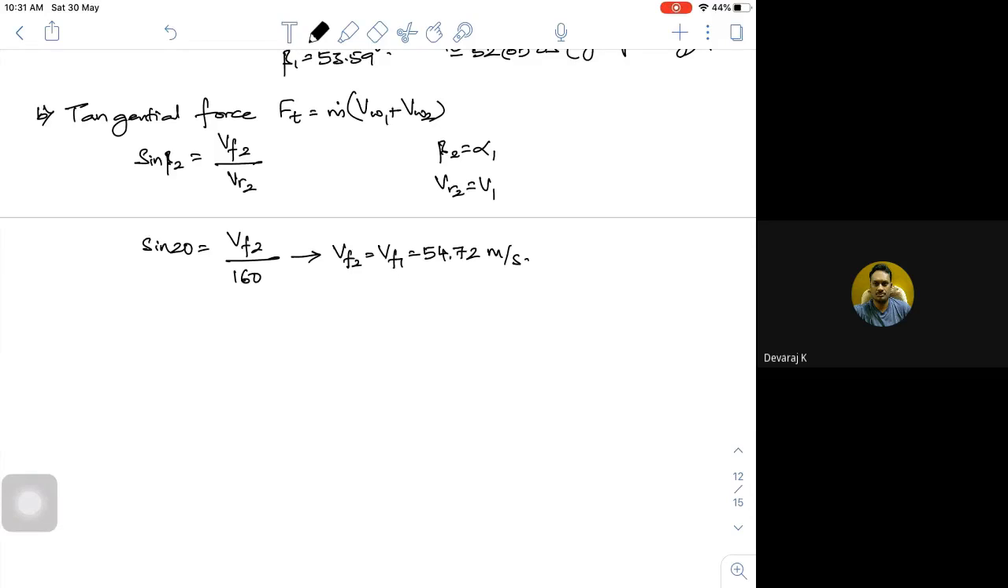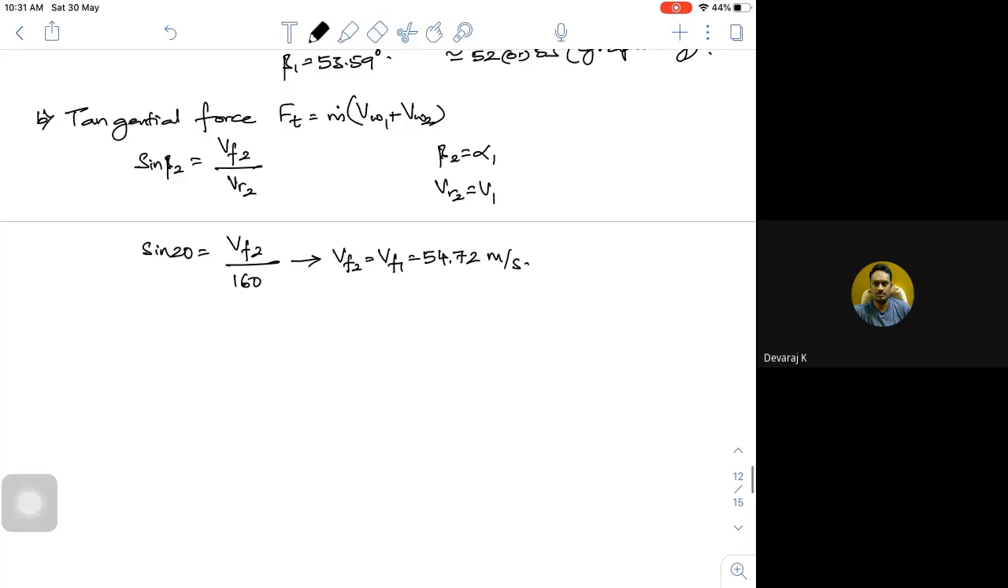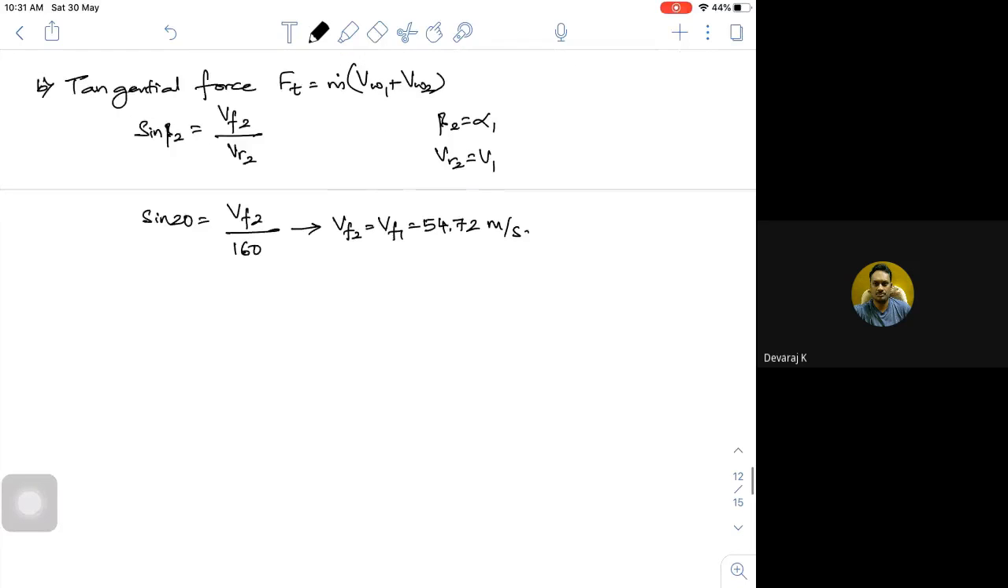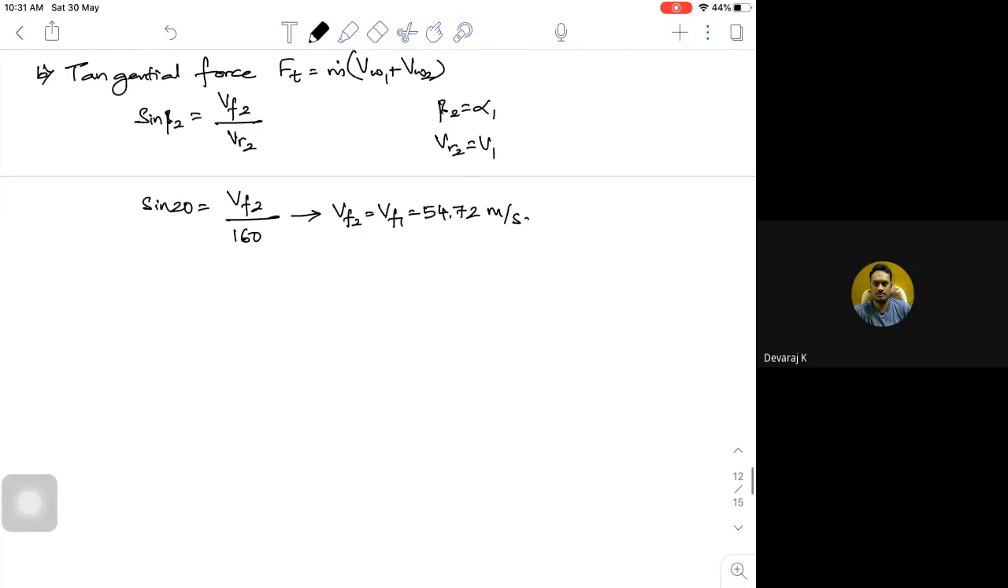Okay, 54.7. Now what I need to find? I need to find VW2. If I want to find VW2, I can go with alpha 2. What is your alpha 2? Your alpha 2 is equal to beta 1.